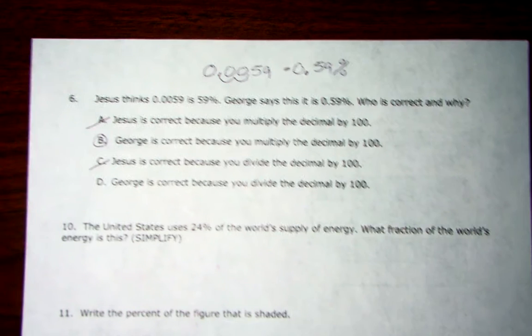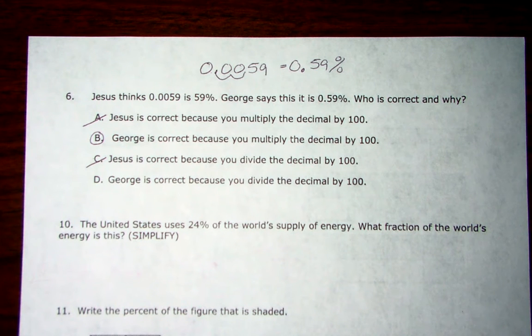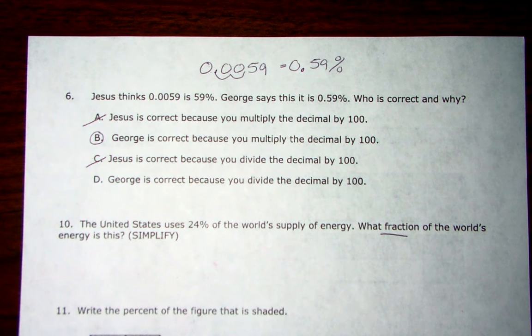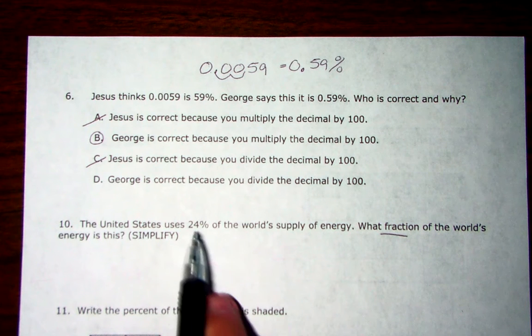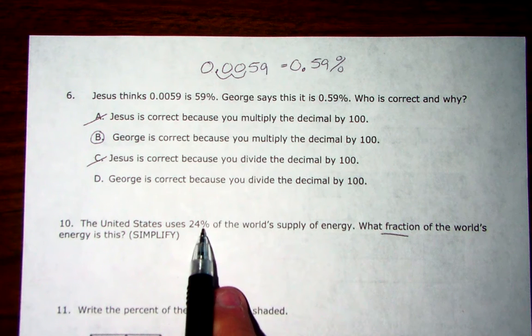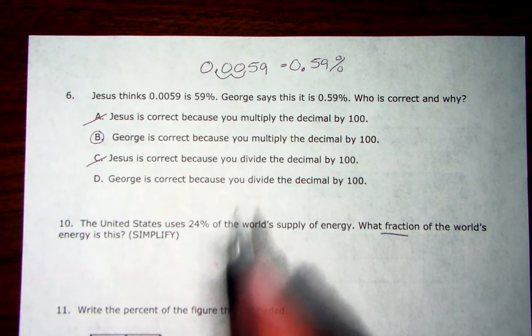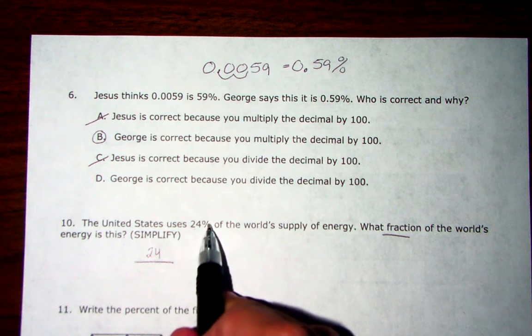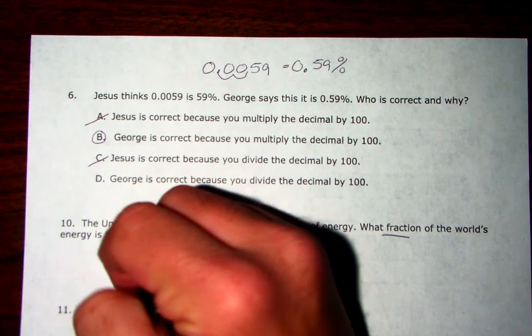Alright, number 10. The United States uses 24% of the world's supply of energy. What fraction of the world's energy is this? And you must simplify your answer. Well, it says 24%. How do you write 24% as a fraction? You go with the number given, and percents are always out of 100.